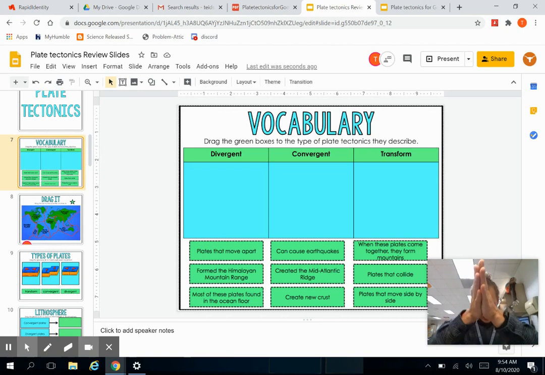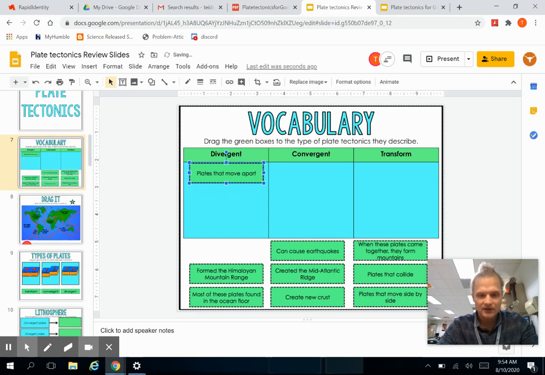Or they're going to be transform. So they're right next to each other, and they're just going to go back and forth. They're not going away from each other. They're not coming toward each other. They're sliding right next to each other. So keep that in mind. That's going to help you answer these questions. So divergent, plates that are moving apart, that would qualify as divergent.